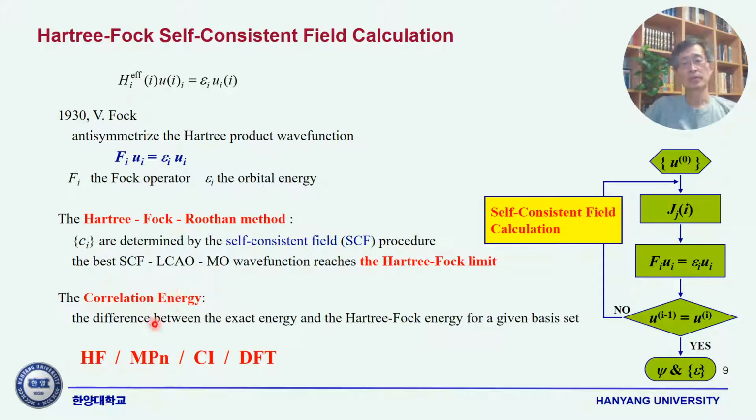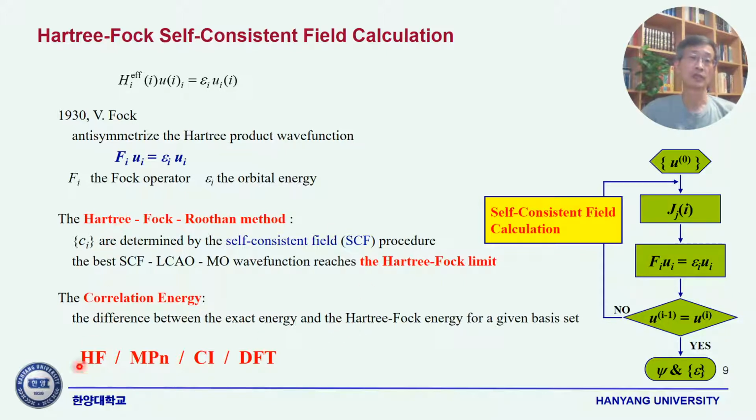And then of course you had the known goal, which is the exact energy, and the difference between the exact energy and the Hartree-Fock limit is the correlation energy. So correlation energy is the difference between the exact energy and the Hartree-Fock energy for the given basis set. So people devised methods to improve or lower the energy, and those are available in computational chemistry packages.